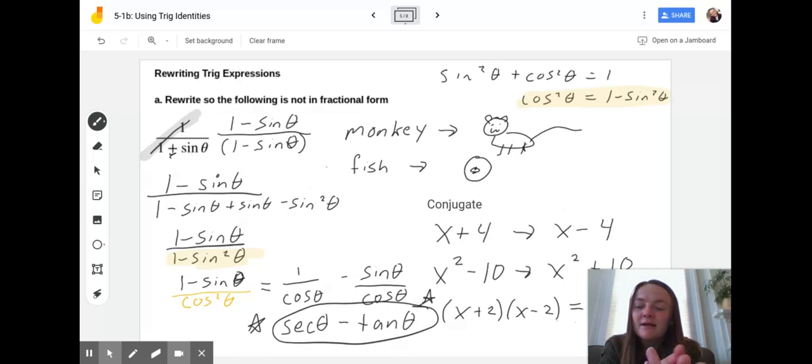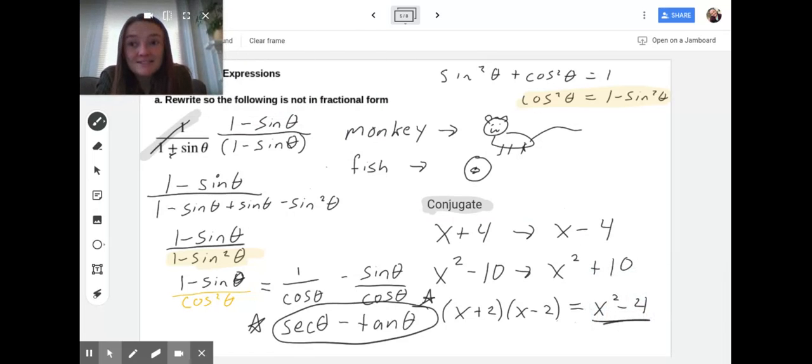So remember here that we introduced this idea of conjugate. A conjugate is basically just the opposite sign of a binomial. So for example, if I have x plus 4, its conjugate is x minus 4. If I have x squared minus 10, its conjugate is x squared plus 10. If I multiply the top and the bottom by the conjugate of the denominator, I end up getting a difference of squares, creating 1 minus sine squared. 1 minus sine squared using Pythagorean identity is the same thing as cosine squared. So I'm able to rewrite something in non-fractional form by using conjugates and by using what I know about the reciprocal identities. All right, so I know that was a really big recap.